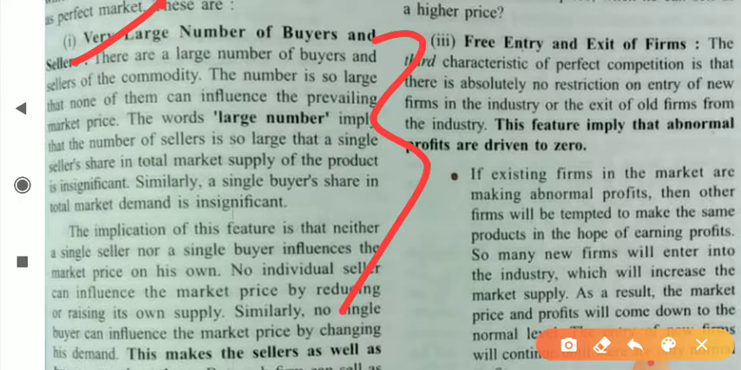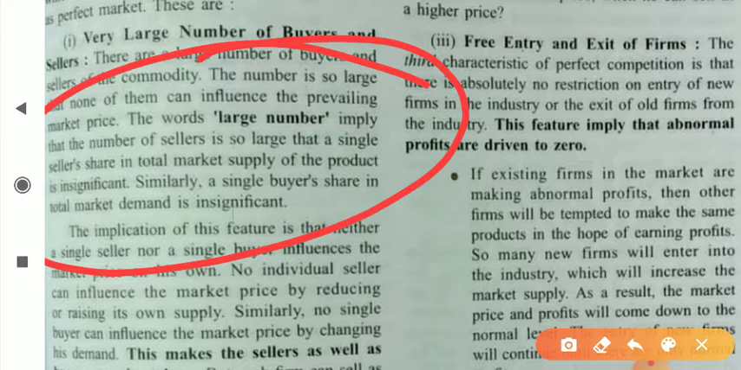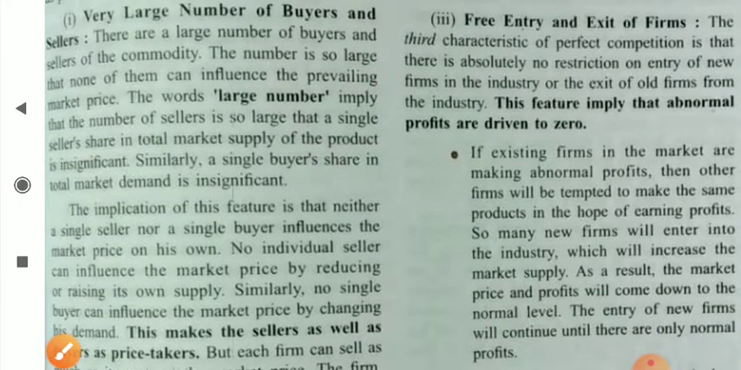The number is so large that none of them can influence the prevailing market price. The word large number implies that the number of sellers is so large that a single seller's share in the total market supply of the product is insignificant. Similarly, a single buyer's share in total market demand is insignificant. Now I will explain this particular point. In perfect competition, there are so many buyers and sellers that a single seller cannot influence the price. Similarly, a single buyer cannot influence the demand.